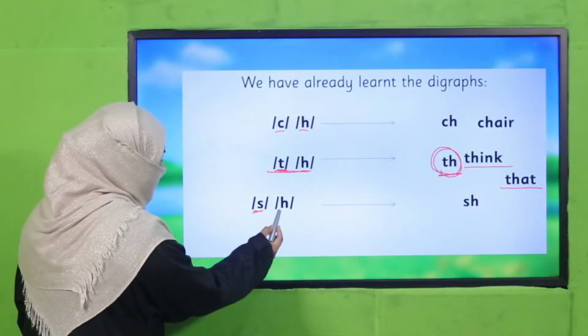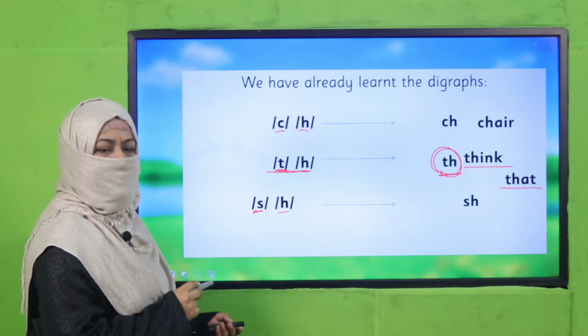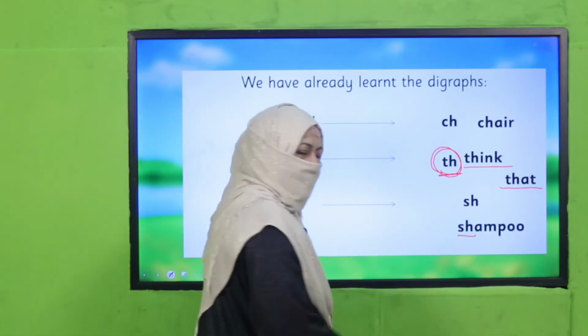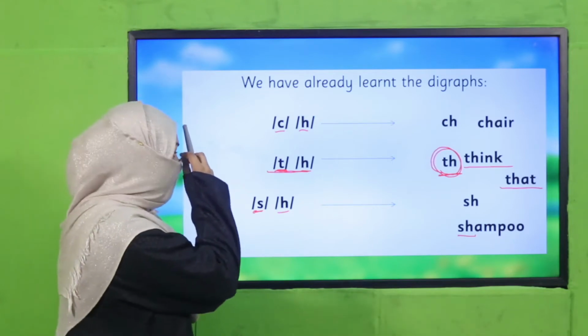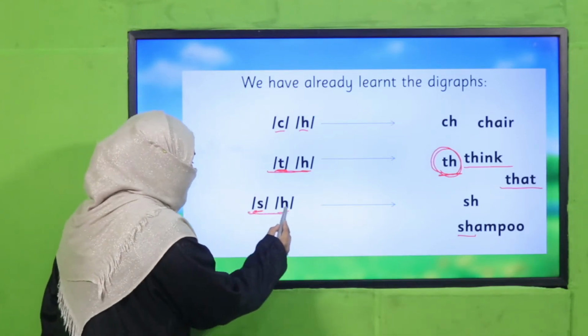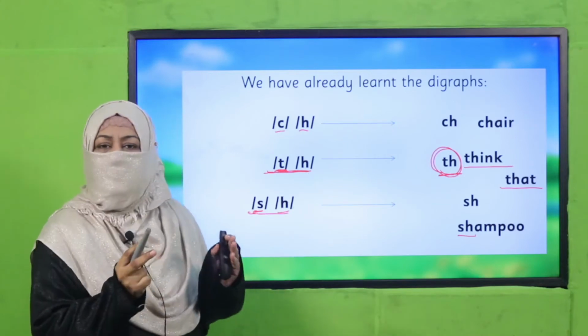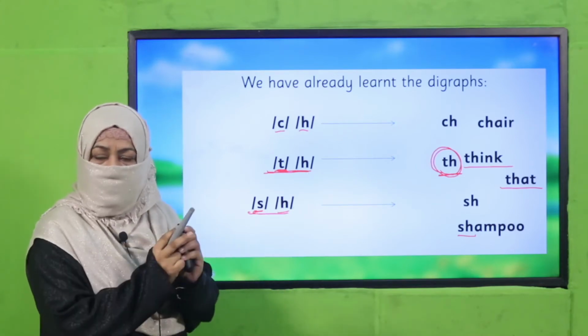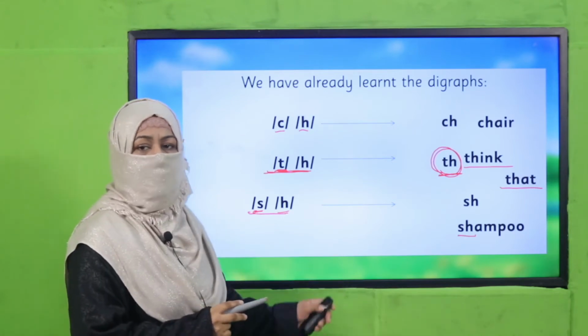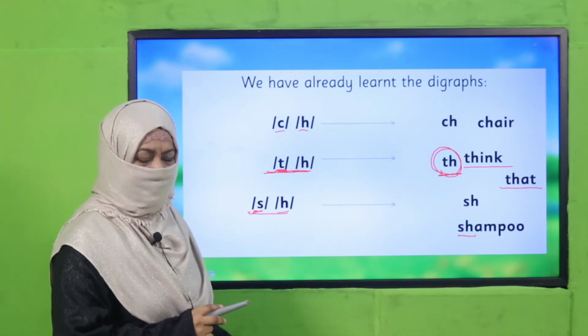And this is another, S and H together make the sh sound, as in shampoo. Do you understand? Now, beta, the basic thing is, whenever you see these digraphs, these letters together, you should remember that we cannot break them. They are together and they make a new sound which we need to learn, right?